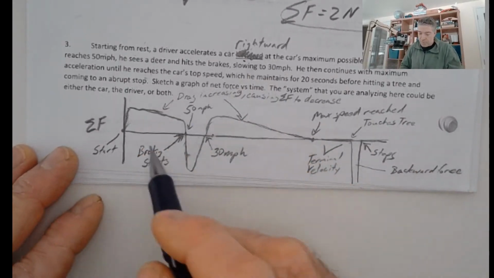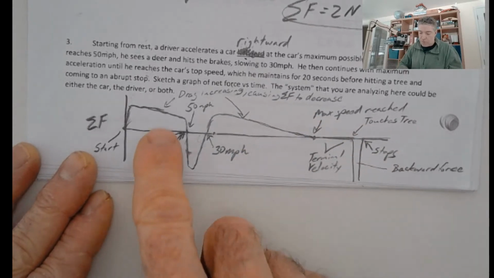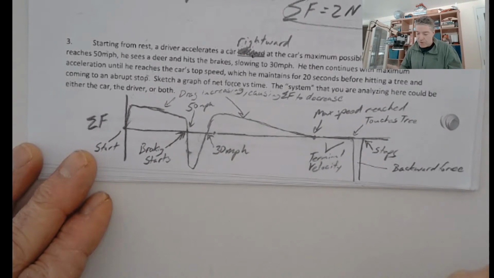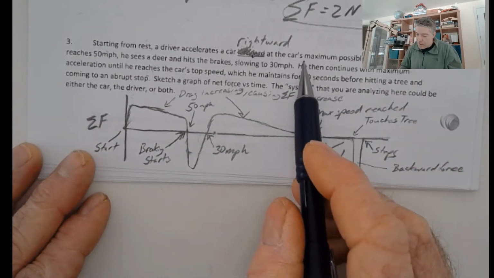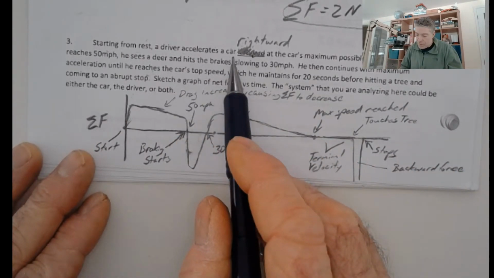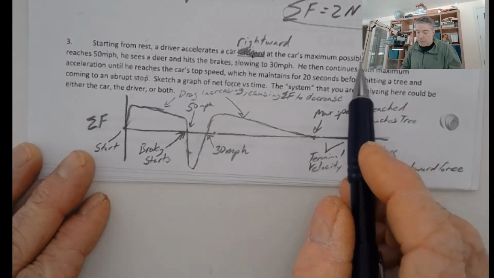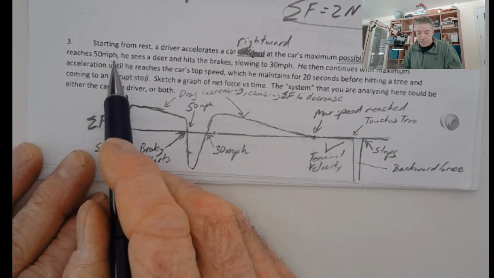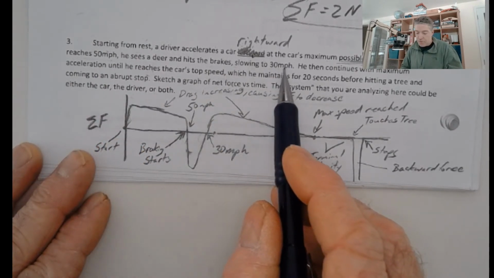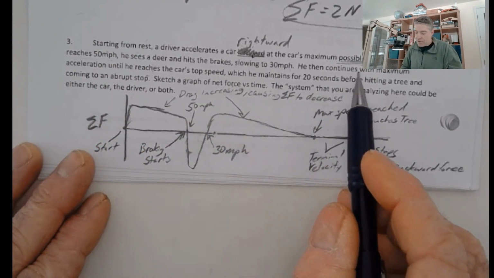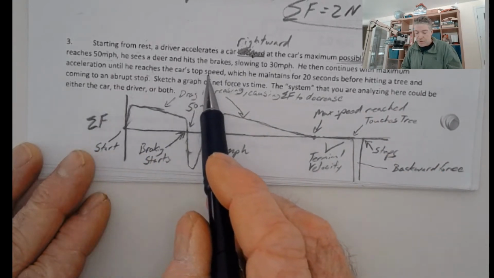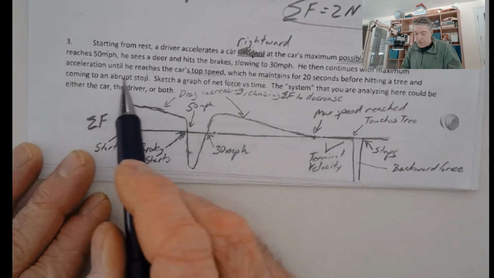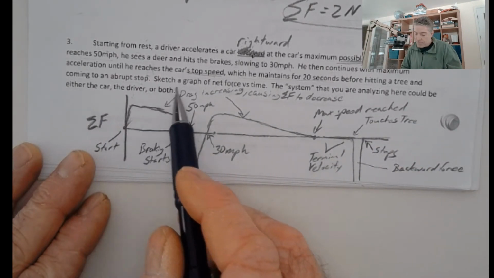Whatever. So I'm going to just talk about it moving to the right here as I explain my graph. So the driver accelerates rightward at the car's maximum possible rate, meaning puts the pedal to the metal. The driver reaches 50 miles per hour, sees a deer, hits the brakes, slowing to 30. He then continues with maximum acceleration until he reaches the top speed, which he maintains for 20 seconds before hitting a tree and coming to an abrupt stop.